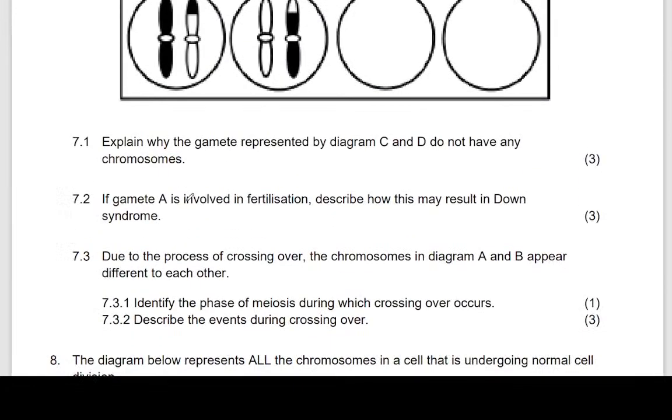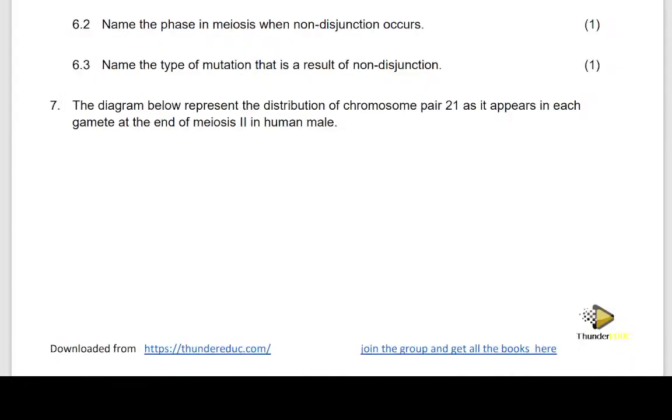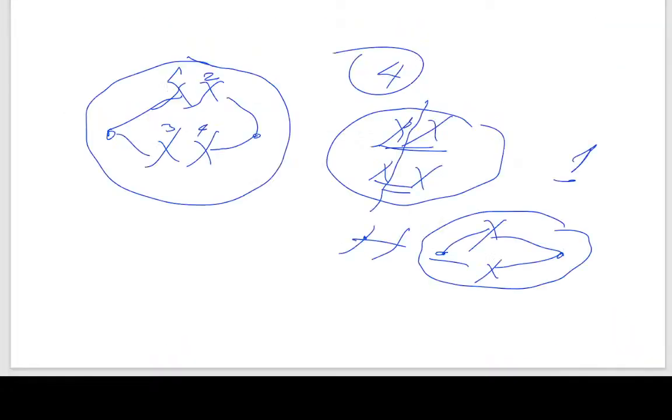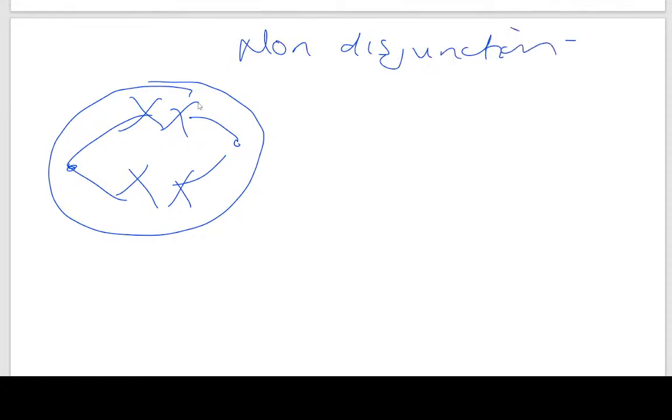So, non-disjunction. Let me just show you how it operates. This is how non-disjunction occurs. You have a cell. This cell has 4 chromosomes. I'm describing non-disjunction. So what happens here in non-disjunction? How does it lead to Down syndrome, basically? This is a little bit challenging to students, and then they end up losing marks.